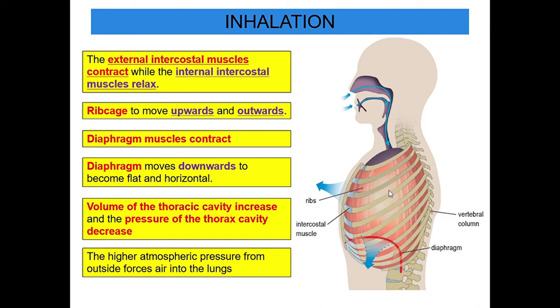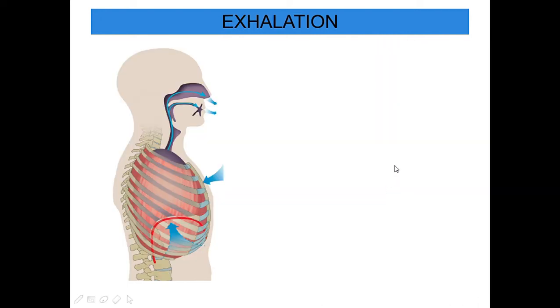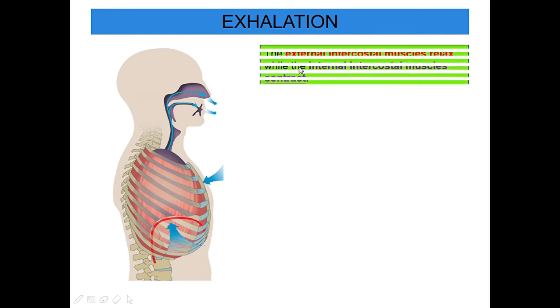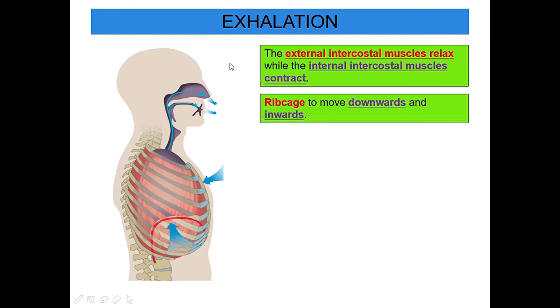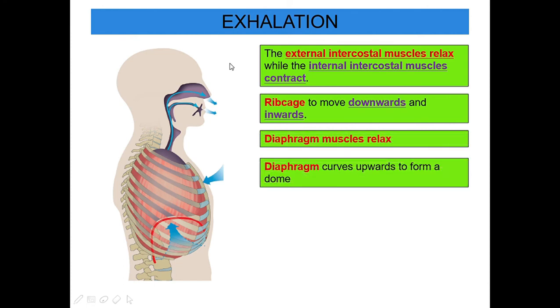Okay, so the other way around is for exhalation. The external intercostal muscles relax while the internal intercostal muscles contract. The rib cage moves downwards and inwards. The diaphragm muscles relax. The diaphragm also curves upwards to form a dome.